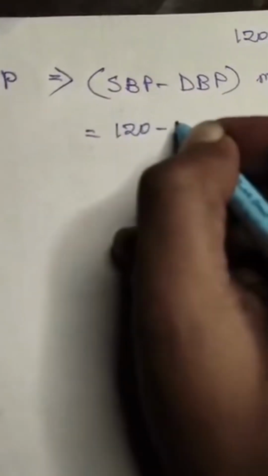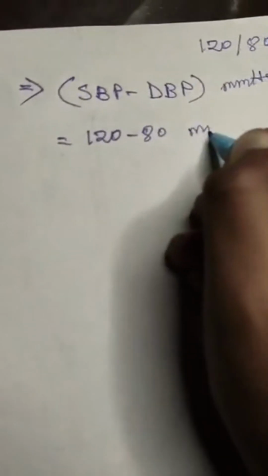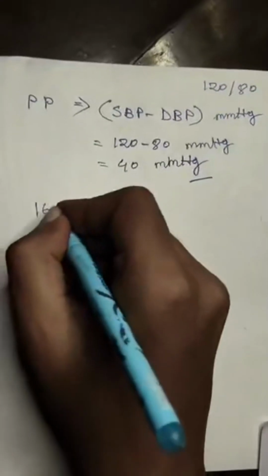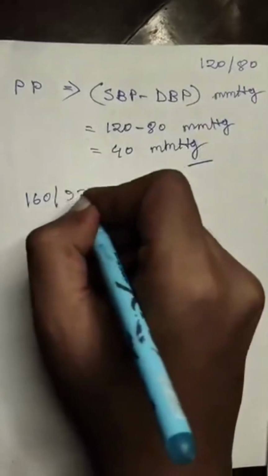So pulse pressure here is 120 minus 80 mm of Hg, so here comes 40 mm of Hg as the pulse pressure, right? We can demonstrate this for those who have high BP, like 160 by 92. At that time the variability is so much, so we can detect it by the pulse pressure.